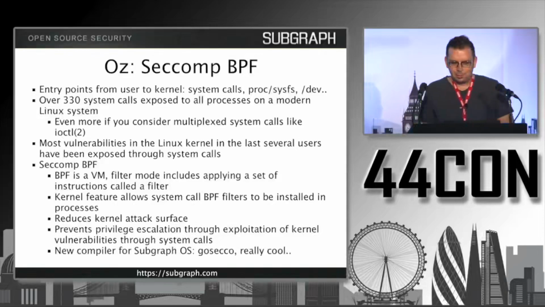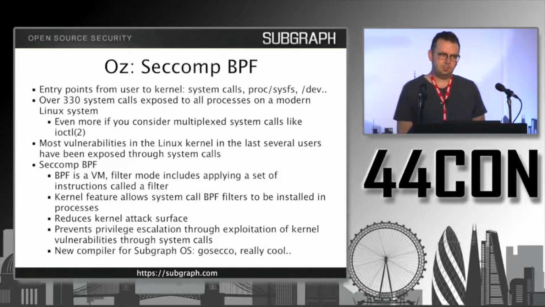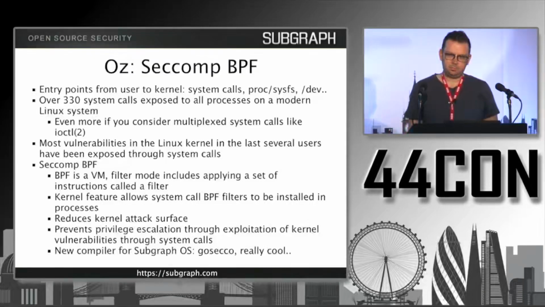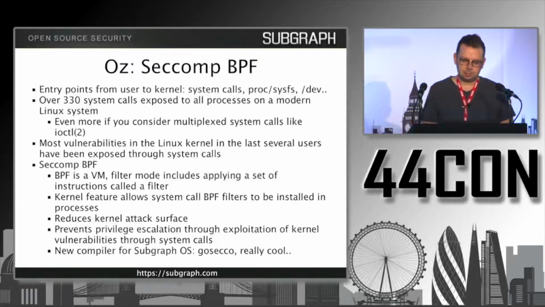Today in the current Linux kernel, there's over 330 system calls. And if you consider that some of those system calls are kind of like multiplex system calls, like ioctl does so many things, and setsockopt is another complicated system call, the code paths into the kernel are even greater than that. I mean, 330 system calls is not the right way to think about this exposure.